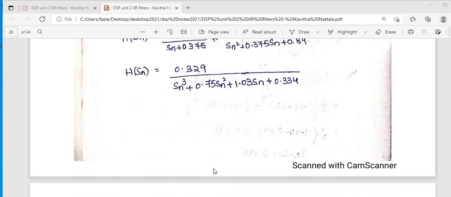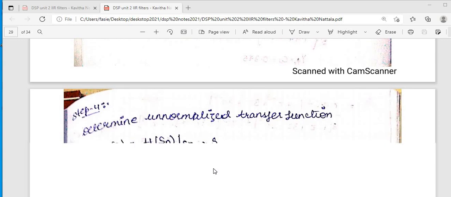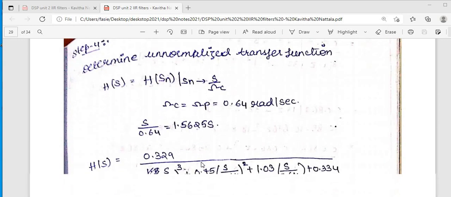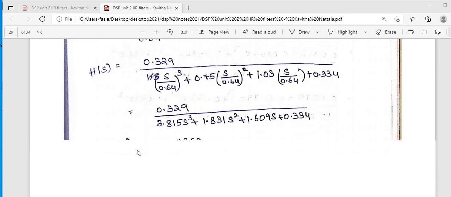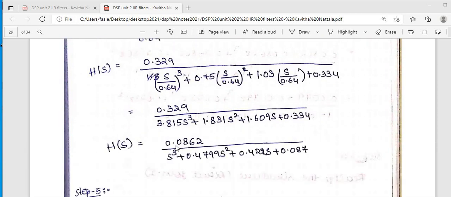So we have got this factor and now what do you need to do? Critical frequency, right? You have to find the critical frequency. Omega C is equal to omega p, 0.6 radian per second. Always remember, critical frequency and the passband frequency we are assuming as 0.64, and s by 0.64 wherever s is there. If you simplify further, we already have seen the simplification factors for it. If you simplify that further, we can write our transfer function h of s with these given parameters.